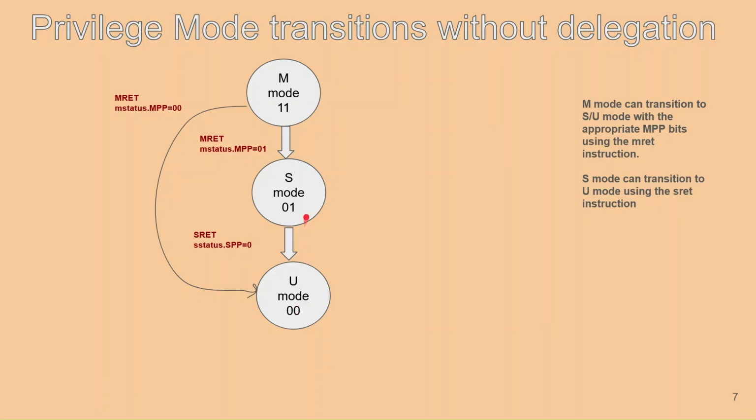In order to transition from a lower privilege mode to a higher privilege mode, use the eCall instruction. In order to transition from S mode to M mode, execute the eCall instruction in supervisor mode with the delegation bit for supervisor mode eCall turned off. Likewise, to transition from user mode to machine mode, use the eCall instruction in user mode with the delegation bit for user mode eCall turned off.